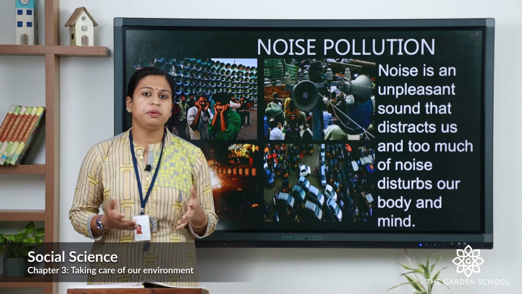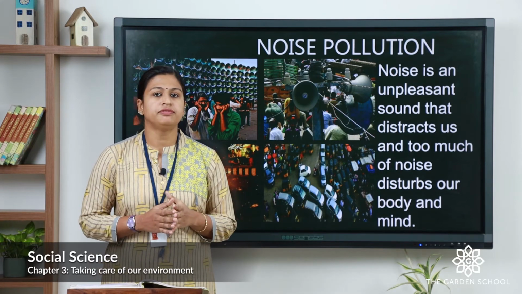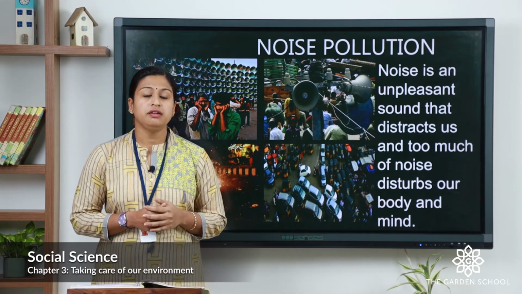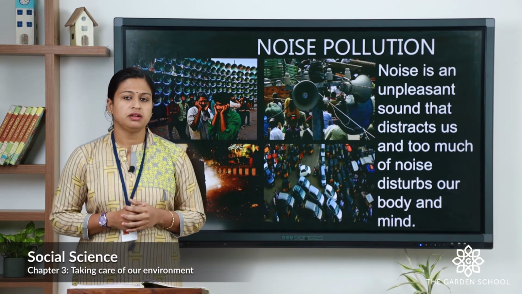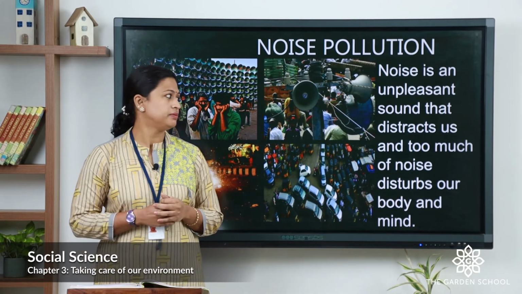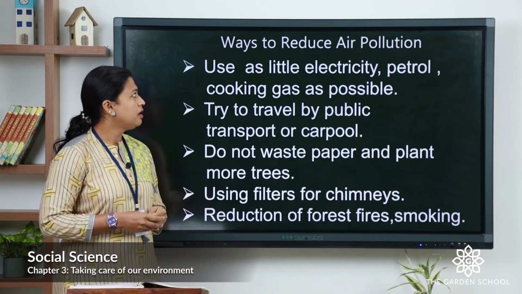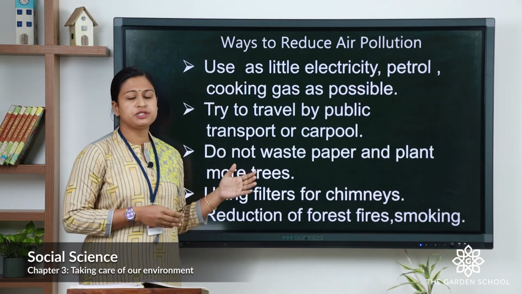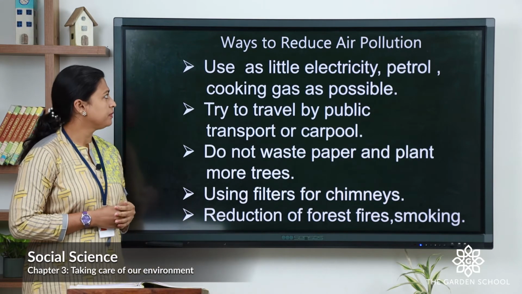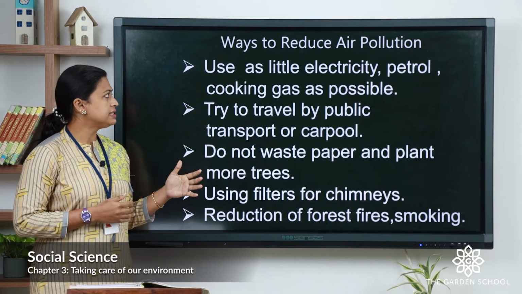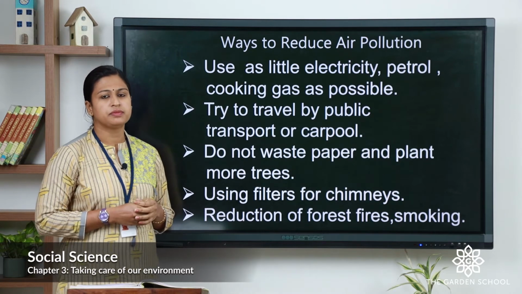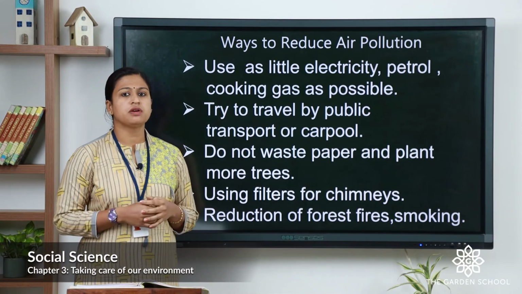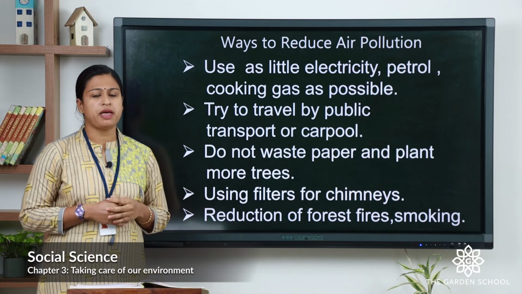Kids, we should be aware of the harmful effects of pollution and we must study the steps to reduce it. Now, let us discuss them one by one. First, steps to reduce air pollution. Use as little electricity, petrol and cooking gas as possible. You can use alternative sources of energy like solar panels.